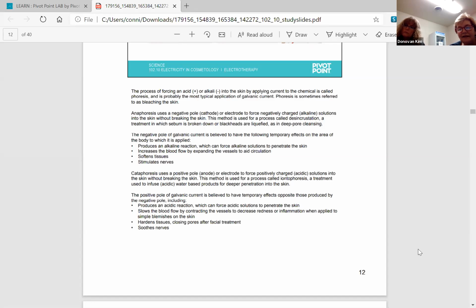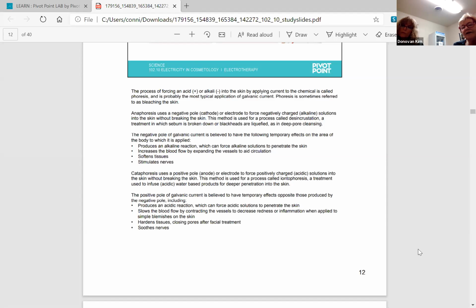So on the acidic area, it's going to slow down the blood flow by contracting the vessels to decrease redness or inflammation. It's kind of funny because after you do extractions, you're expecting the face to be all red where you've worked, but it isn't red. When you use the catapharesis afterwards, it calms the skin down. It doesn't even look like you've actually worked on those extractions. It's going to harden the tissue, like close it up, and it's going to soothe the nerves.